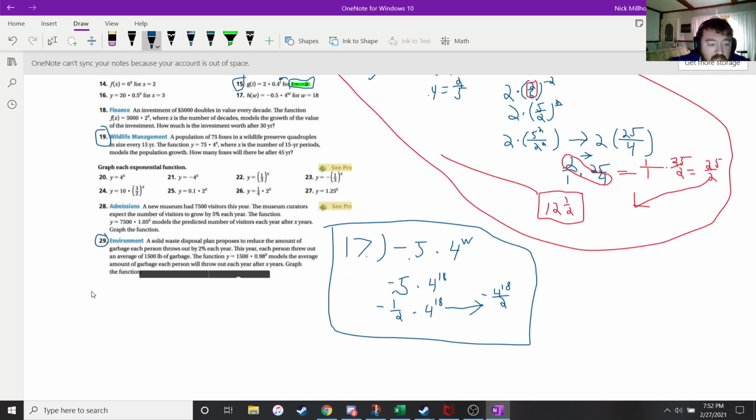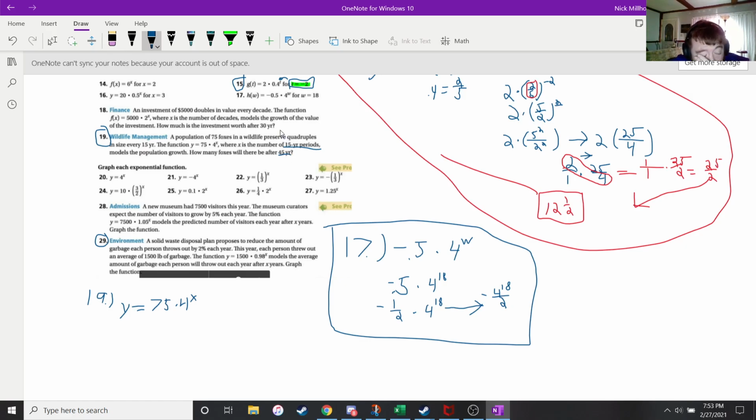Alright. Let's do 19. So a population of 75 foxes in a wildlife preserve quadruples in size every 15 years. The function, so I'm going to write that down here, y equals 75 times 4 to the x, where x is the number of 15-year periods, models the growth. How many foxes will there be in 45 years?